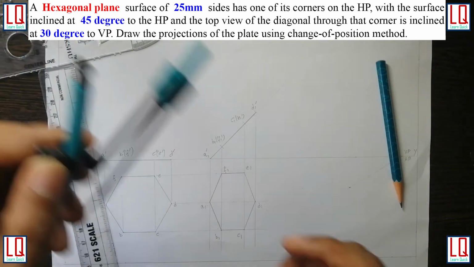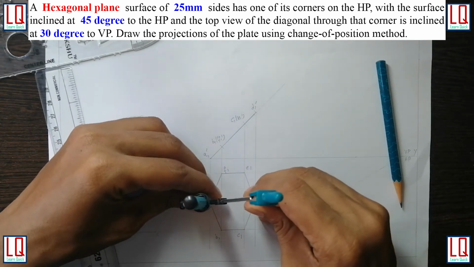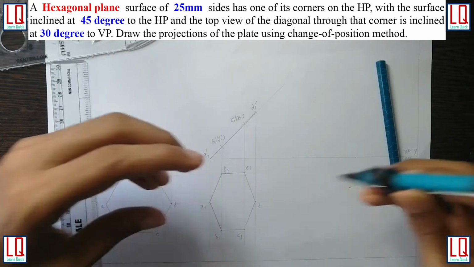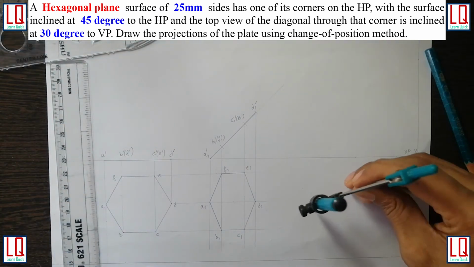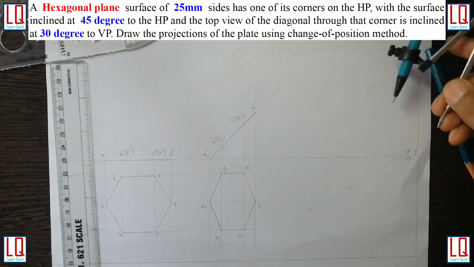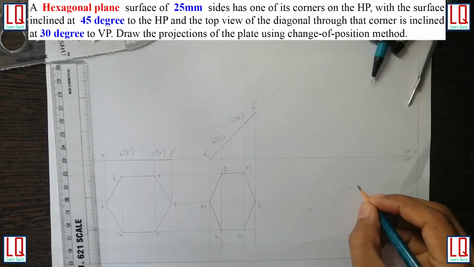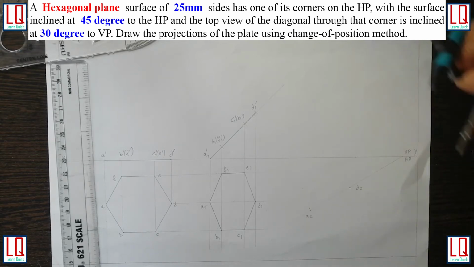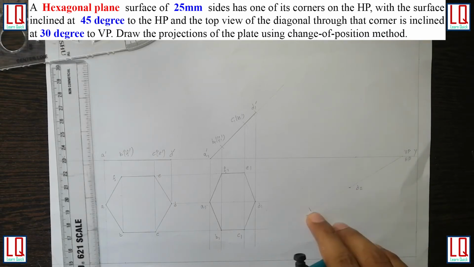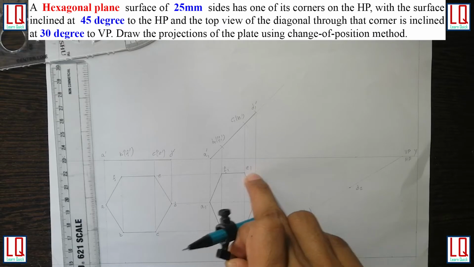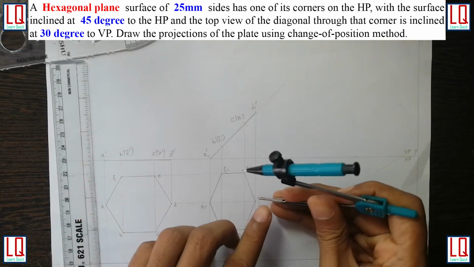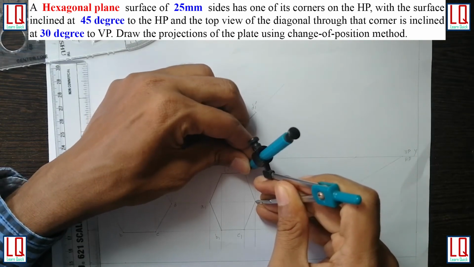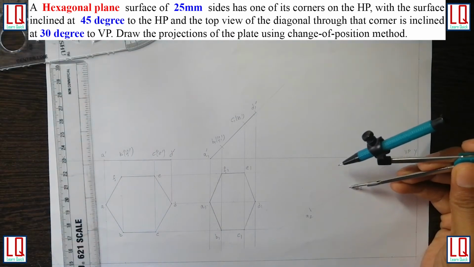So now to start with, measure D1 A1 and consider a point in the inclined line and then cut an arc. Now name this point as D2 A2. Now D2 A2 is your known points. Your unknown points are B1, C1, E1 and F1, which we have to find here. To find it, measure D1 to E1 and cut an arc.